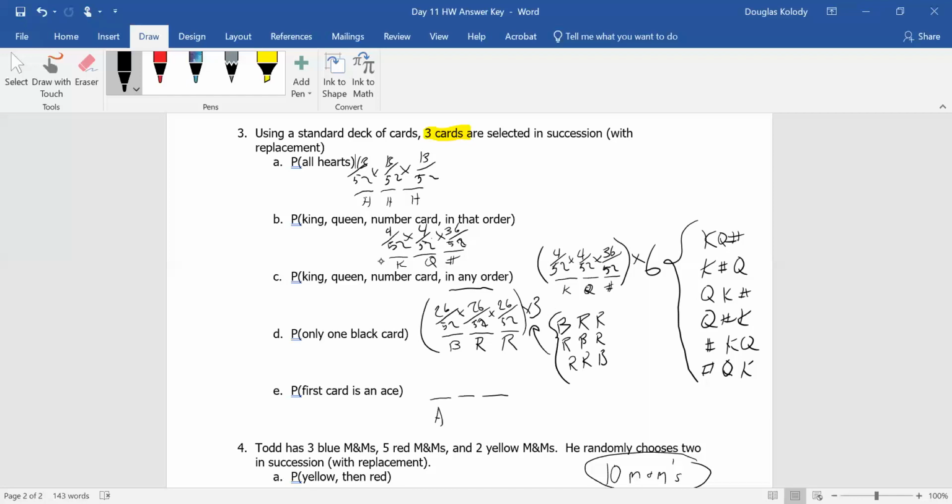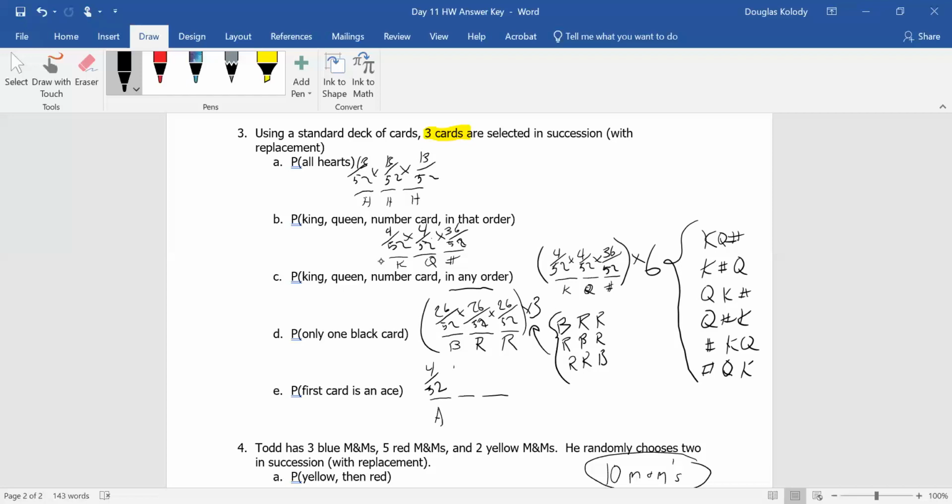As a result, E does have an order. Ace is the first card. So there are 4 aces in the deck, so we have 4 out of 52. However, does it say only the first card is an ace? No, it says just the first card is an ace. What could be in the next 2 spots? Anything. It doesn't say an ace can't be in the second or third. It just says the first one has to be an ace.